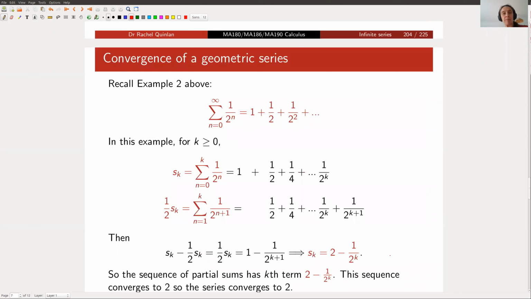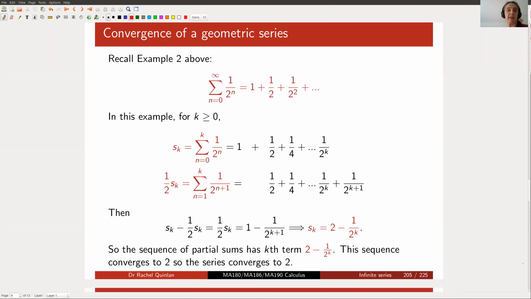A couple of examples. One example that's important is a geometric series. Important both because we can handle them relatively easily and because they turn up quite often in various applications. Our second example earlier was the sum 1 plus a half plus a quarter, etc. By looking at the first few terms of the sequence of partial sums, we observed that it looks like it's converging to 2.